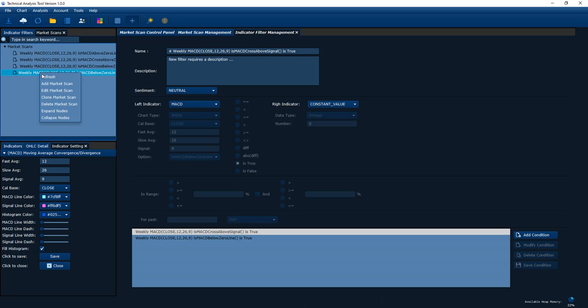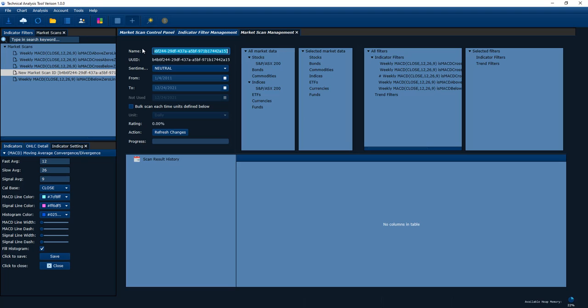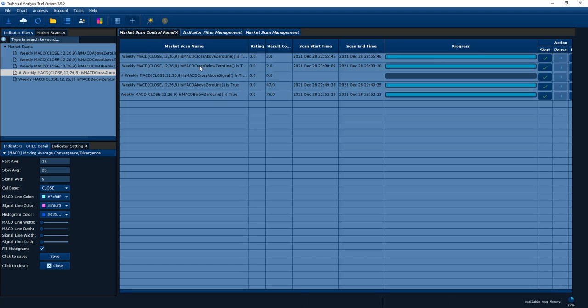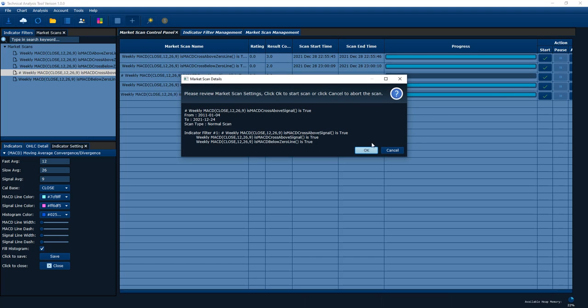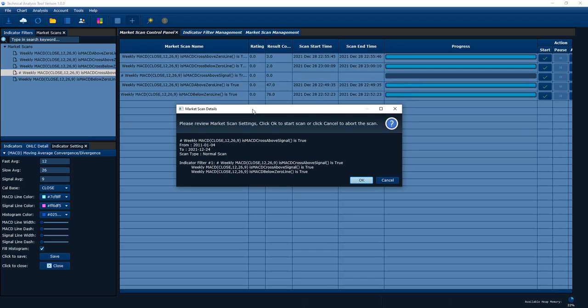Now let's create a market scan. Okay, we save that name here. So we're using the MACD cross above signal. We add that one in, and we pick up this one. Now we are ready to do the market scan. Let's go back to our market scan control panel and run the third one. I'm not sure we can get some from the entire market.